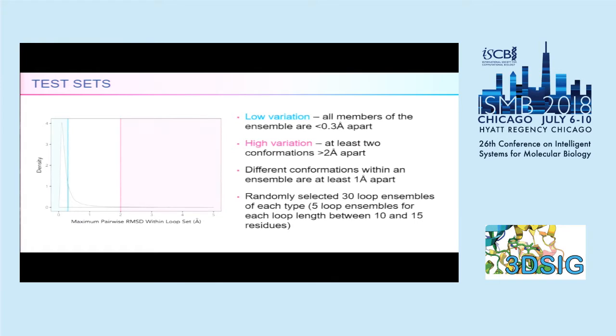And what I'm going to look at to show you data is 30 loop ensembles, and it's 5 for each length between 10 and 15 residues, because I've got a lot of data there, and it's probably fairer to look at the long loops than at the very short ones.